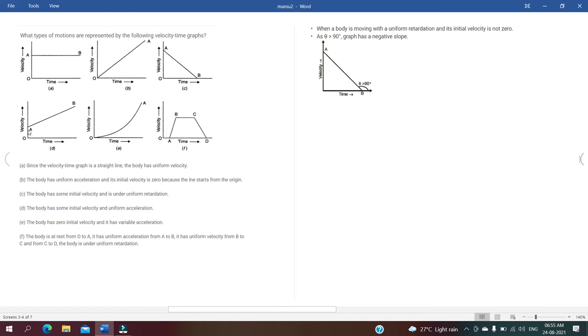Now here we can see it's a straight line having some positive slope, so the body is moving with uniform acceleration, but here the initial velocity is not 0. It is having some initial velocity which is non-zero.